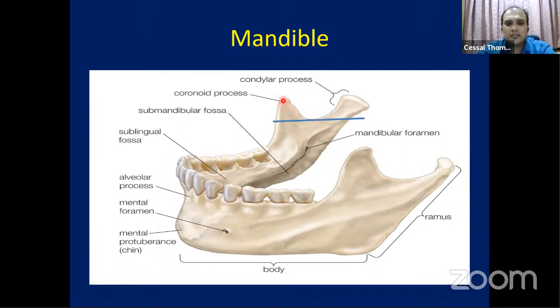So this is the mandible, and you have the condylar process. The lateral pterygoid is inserted into the condylar process. The temporalis muscle is inserted into the coronoid process. But the medial pterygoid is inserted into the inner aspect of the mandible, in the ramus, at the angle of the mandible. So this is how the medial pterygoid is lower and the lateral pterygoid is up.